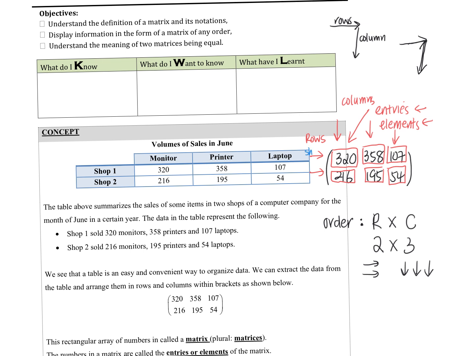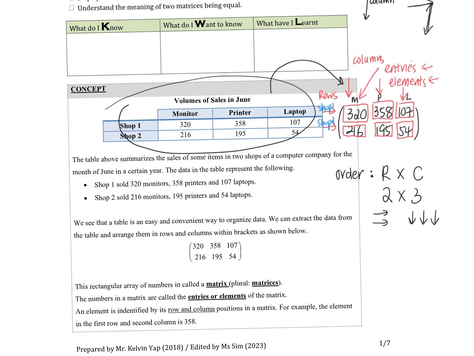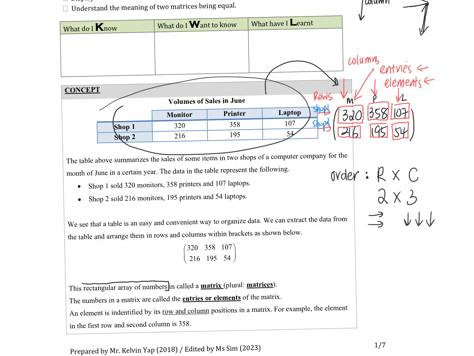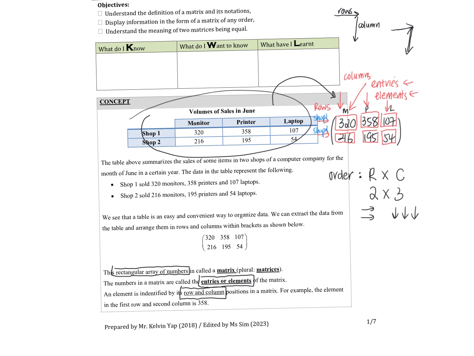Then they must define for you: this one is from shop 1, shop 2. This one is for the monitor, the printer, and then the laptop. You must know what each column and each row represents. So this is translating into a matrix. They say a rectangular array of numbers, and the things you see inside are called elements, always identified by rows and columns. This is how you simplify your representation into a matrix.